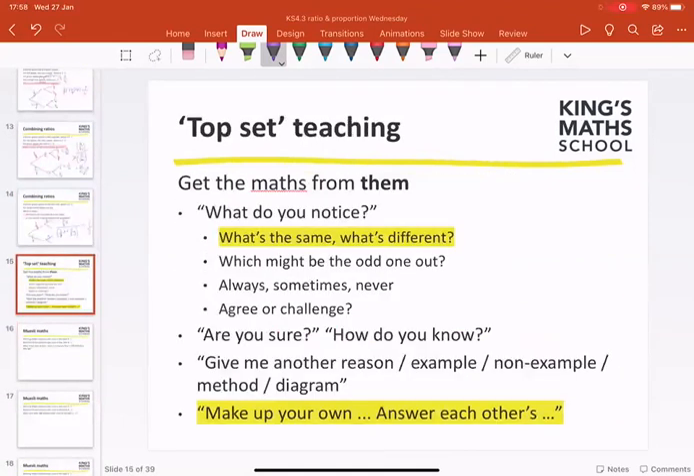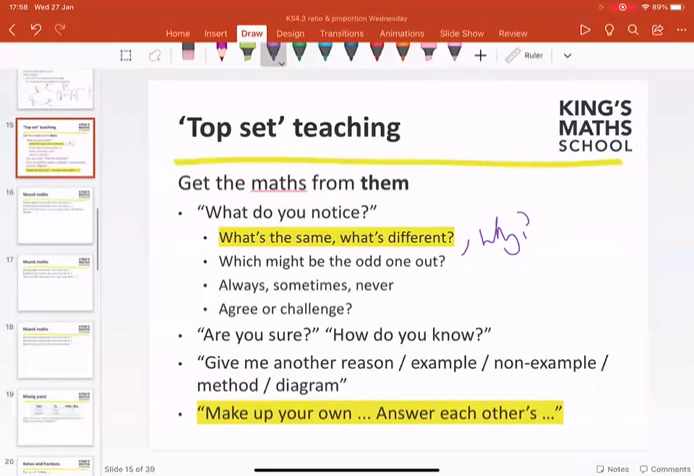I shared this slide with you before, but I felt it really applied to that set of questions. What's the same, what's different? What have I changed? What haven't I changed? And why? What's the effect of that? Why does that matter? And then, of course, make it your own. Once they've got the hang of this, they can get on with making up their own questions and answering each other's questions. Can they make a hard question? Can they make an easy question, etc.